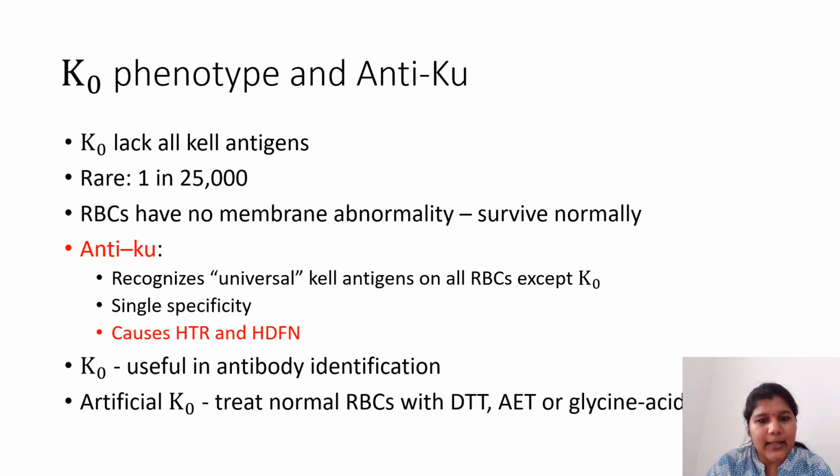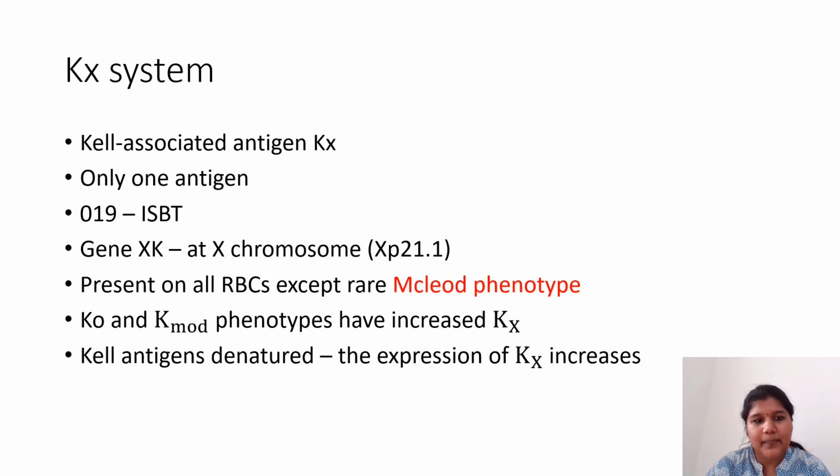Coming to K0 phenotype and anti-KU. K0, as the name suggests, lacks all the Kell antigens. There is an antibody called anti-KU. U stands for universal. That is, it recognizes all the Kell antigens on RBCs except K0. It causes hemolytic transfusion reaction and HDFN. We can artificially synthesize K0 by treating the normal RBCs with DTT, AET or glycine acid EDTA.